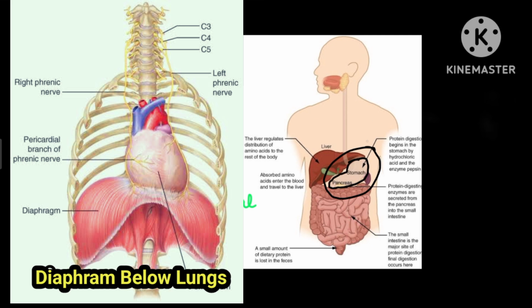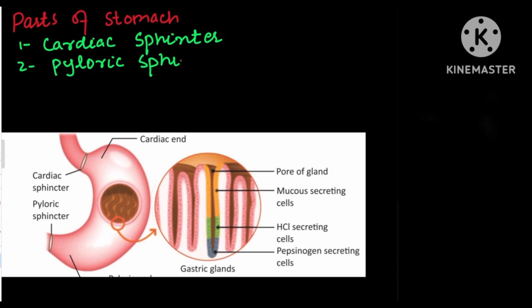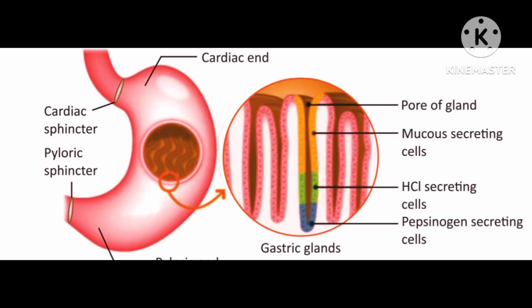Parts of stomach. There are mainly three parts of stomach. The first one is cardiac sphincter. It is present at the junction of esophagus and stomach. Pyloric sphincter. It is present at the junction of stomach and small intestine. And third, gastric glands that secrete gastric juice. Now we are going to discuss these one by one.